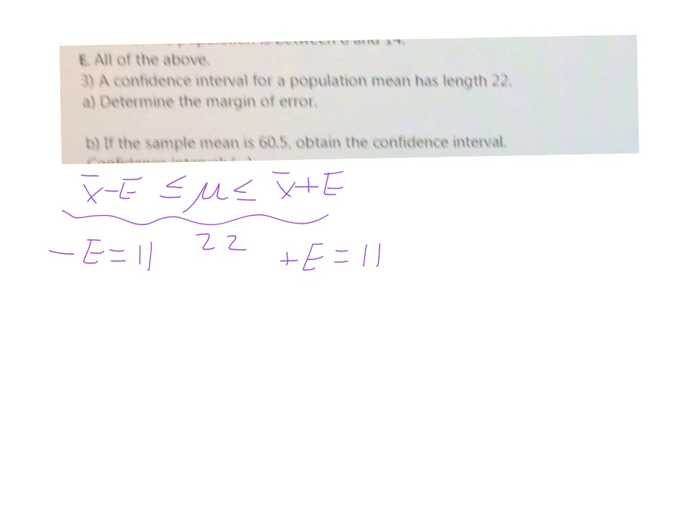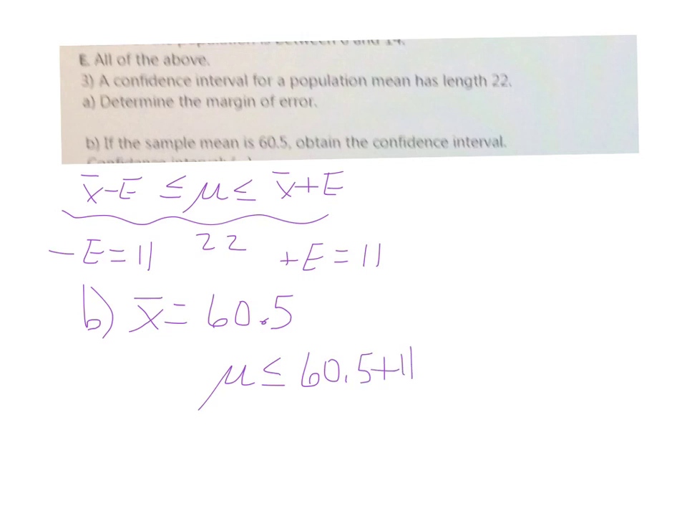Now, for the second part of the question, where it says the sample mean is 60.5, and they want you to obtain the confidence interval. So if our sample mean is 60.5, which is our X bar for part B, then your confidence interval is going to look like this, right? It's going to be 60.5 plus 11, and over here 60.5 minus 11, and so you're going to work those two out, and that will give you your confidence interval for part B.